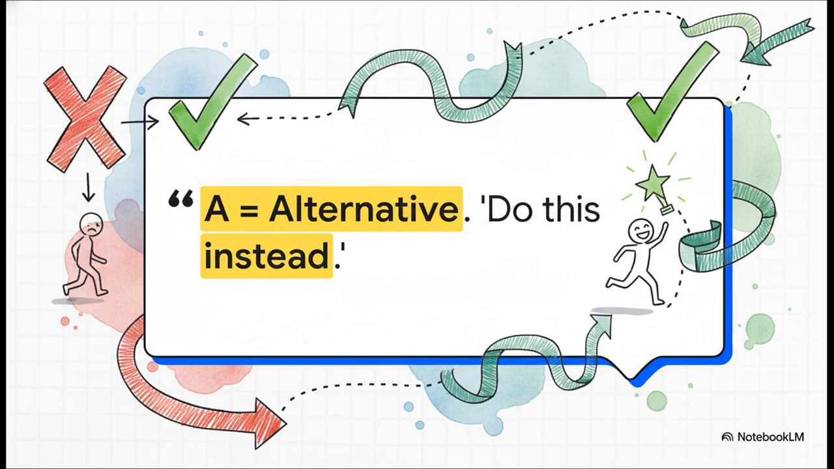Okay, here's your first huge memory trick for the exam. Burn this into your brain. A is for alternative. The message is just so simple and direct. Hey, don't do that, do this instead.